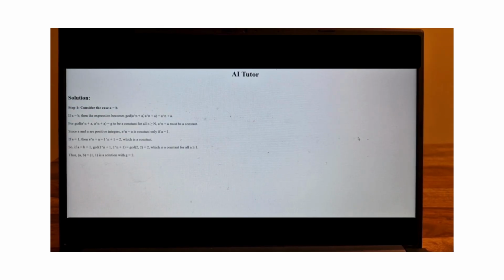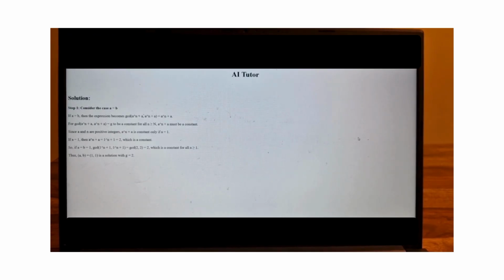Step 1. Consider the case a equals b. If a equals b, then the expression becomes the greatest common divisor of a^n + a and a^n + a, which equals a^n + a. For the greatest common divisor to be a constant g for all n greater than or equal to N, a^n + a must be a constant, since a and n are positive integers. a^n + a is constant only if a equals 1.